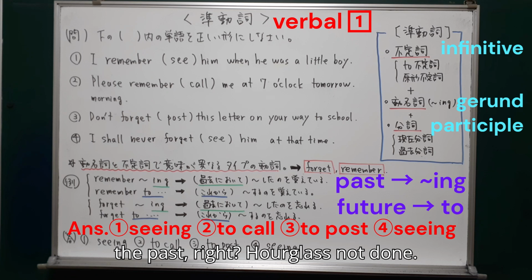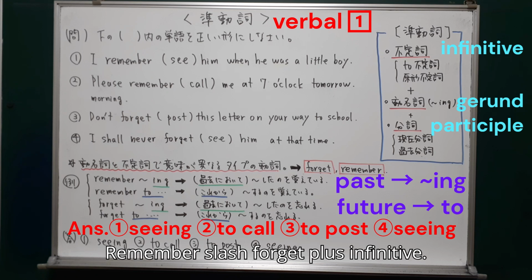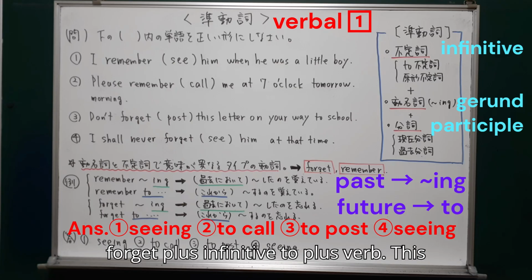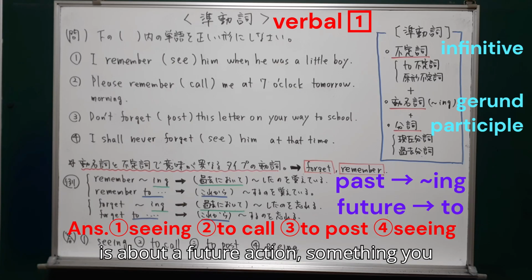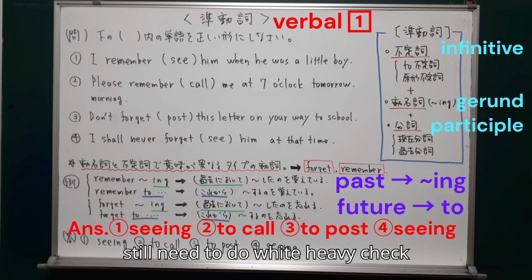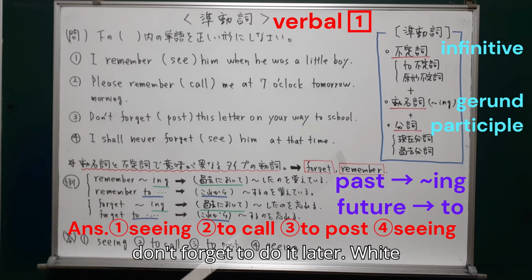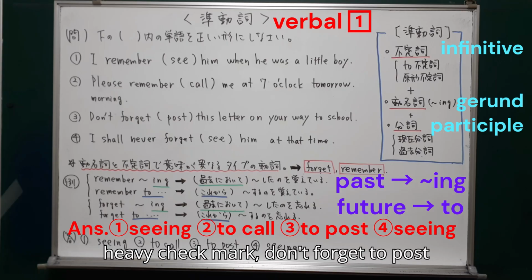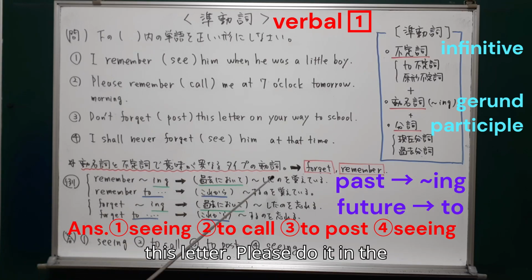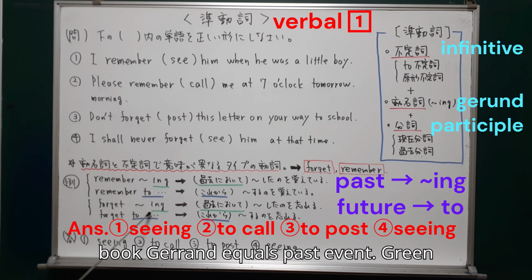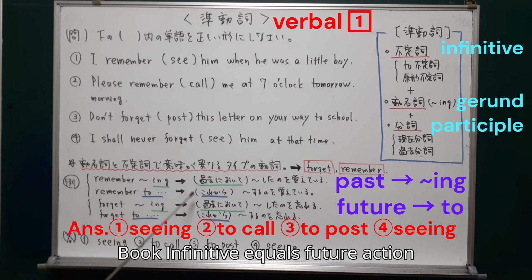Not done yet: remember/forget plus infinitive. Now compare that with remember/forget plus infinitive, to plus verb. This is about a future action, something you still need to do. Remember to call me tomorrow. Don't forget to do it later. Don't forget to post this letter. Please do it in the future. So the rule is simple. Gerund equals past event. Infinitive equals future action.